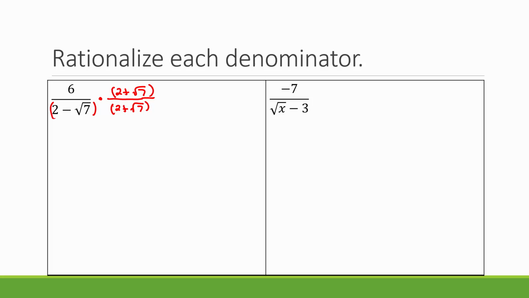Now I'm going to leave my 6 out there. I don't want to multiply it and then factor it back out. So I'm going to leave my 6 outside of the parentheses. And then I'm going to use my special rule for multiplying 2 minus the square root of 7 times 2 plus the square root of 7. The first term squared, so 2 squared minus the second term squared.